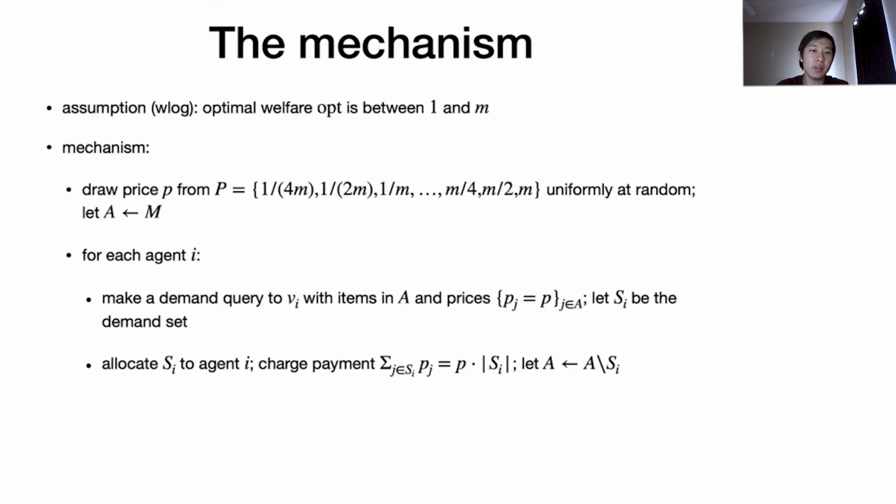And then we go to the agents. For each agent i, we make a demand query to the valuation function Vi with items in A and posted prices Pj equal to P for every item j in A. Then we let Si be the demand set returned by the demand query. Then we allocate Si to agent i and charge payment equal to the total price of items in Si, which is P times the size of Si. And then we remove items in Si from the set of active items. And that's it.